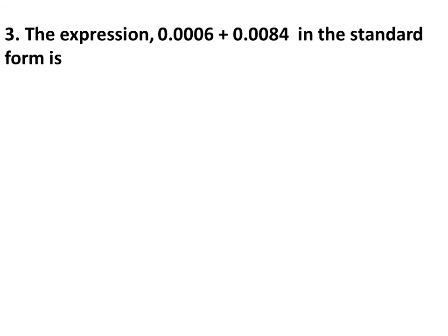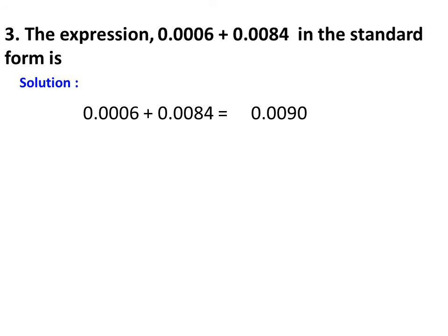Third sum. The expression 0.0006 plus 0.0084 in the standard form is. It's very simple, children. First, let's add these two numbers. When you add these two numbers, you get 0.0090 as your answer. Then change this number in standard form. So we get 9 into 10 to the power minus 3. Why is it minus 3? Because the decimal moves from left towards the right.